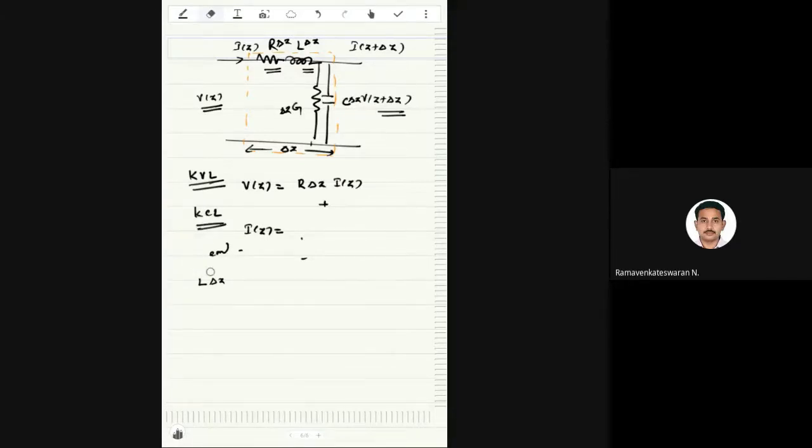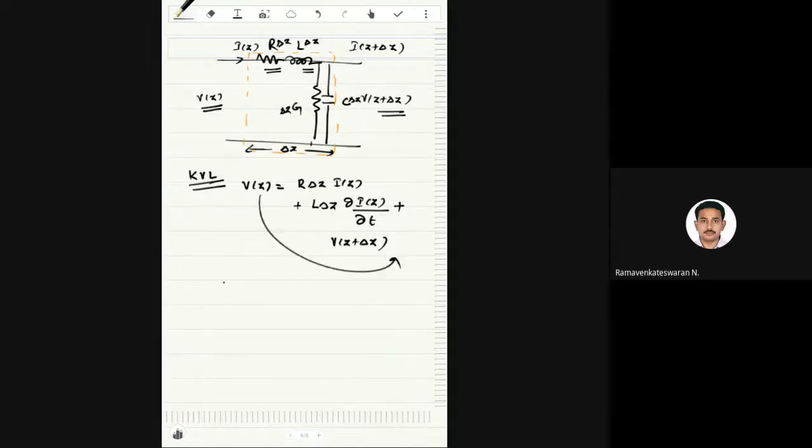Same equations you have used earlier at lower frequency. So the voltage drop across the inductor I can write as L into del Z, dou I of Z by dou T, and plus whatever voltage is available here, that is V of Z plus del Z. This is one way of writing it, so I can bring V of Z to the other side: V of Z plus del Z minus V of Z.